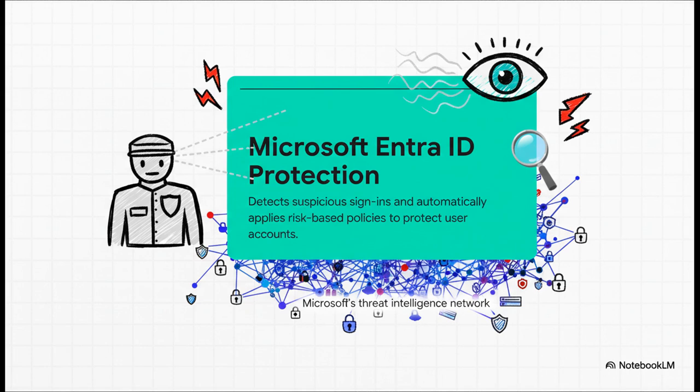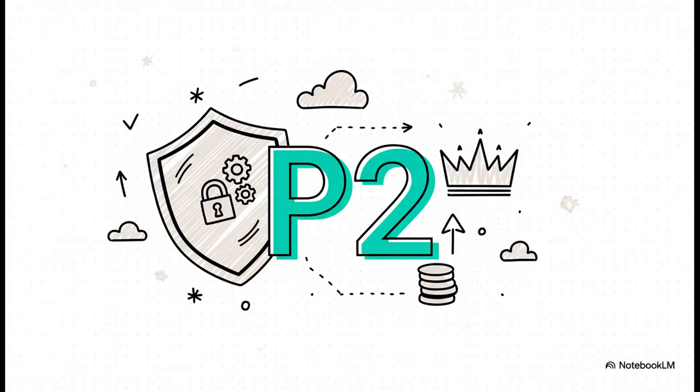I want you to think of this as a super smart AI-powered security guard for every single one of your user accounts. It taps into Microsoft's gigantic threat intelligence network to watch every single sign-in, looking for anything that seems off. And here's another one you gotta burn into your brain for the exam. This is a premium feature. You don't get it by default. Your users need a Microsoft Entra ID P2 license to be protected by it.